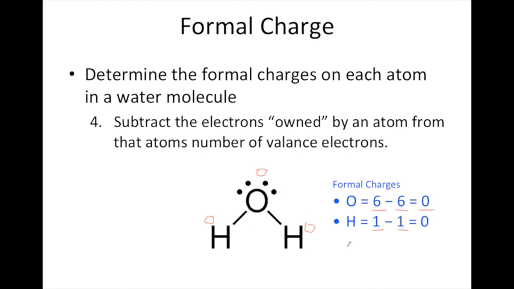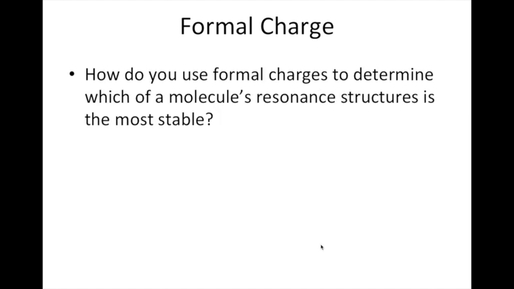So we calculate the formal charge for each atom in the molecule. We wouldn't say that the molecule has a formal charge. Instead, we talk about the formal charge for each atom in the molecule. So we said that we could use formal charges to determine which of a molecule's resonance structures is the most stable and therefore the most correct.